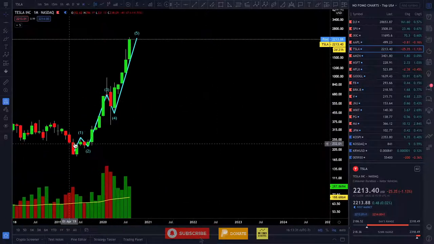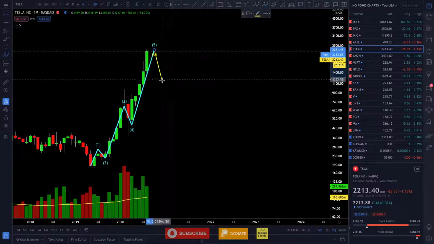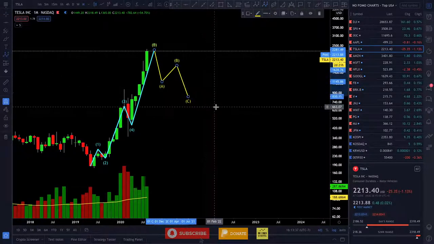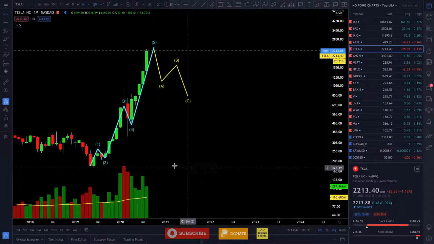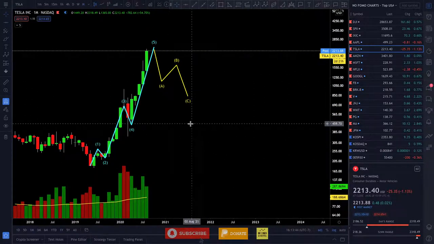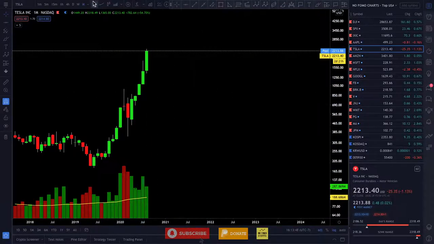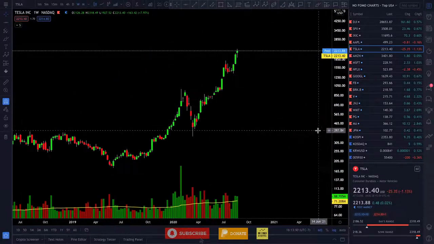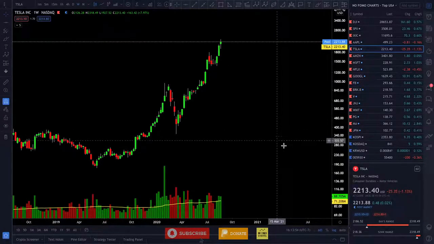But again, we're going to watch out. This is a monthly Elliott wave pattern. Powerful, right? Expecting some kind of ABC correction to occur over time. It might take like 3 months. Could take 6 months. Could take a year. But we'll see. Again, it depends on how hard the FOMO and the demand is for Tesla shares. And I think it's pretty high right now.